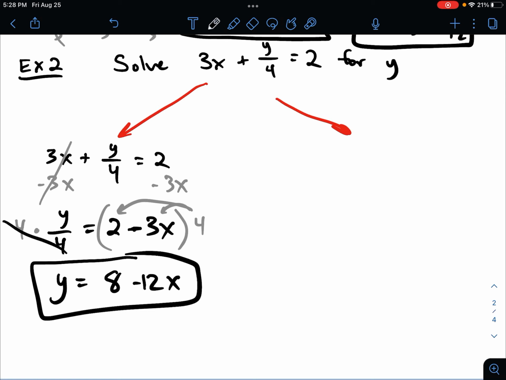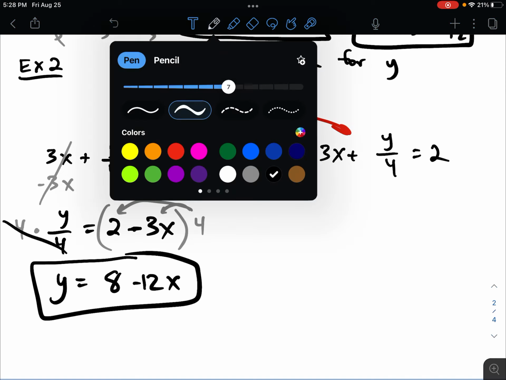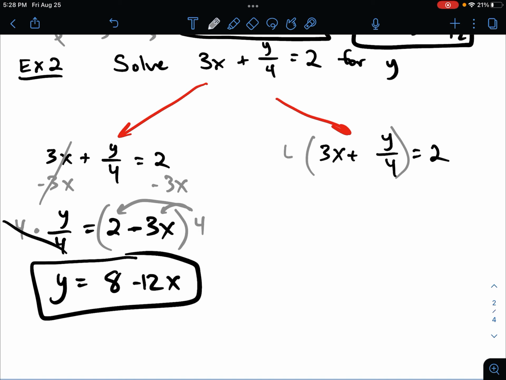Next, what we're going to do is do it a different way. We see that y is being divided by 4. So since y is being divided by 4, we can multiply every term by 4. All right, so we're going to take my 3x plus y over 4 equals 2, and we're going to multiply the entire left side by 4. Again, this gets distributed to every term, and then we'll multiply the right side by 4.